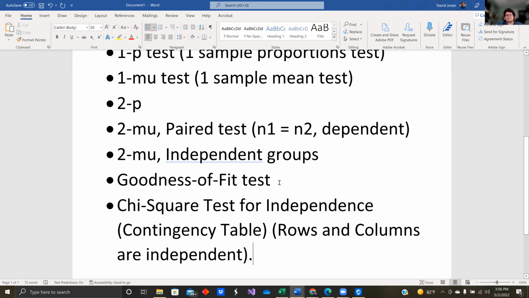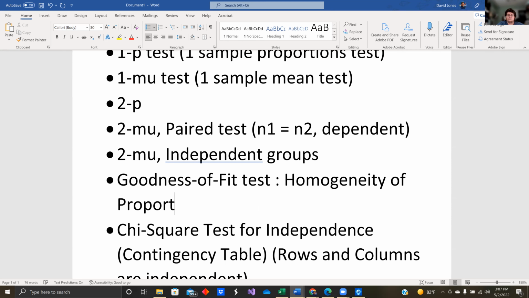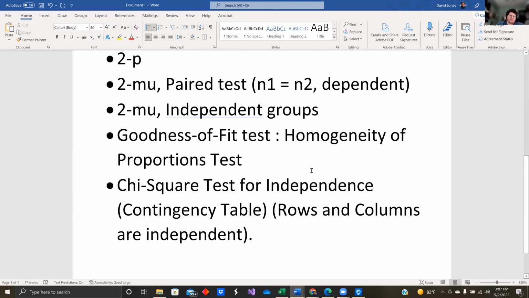Another name for the goodness of fit test. This one's also called the homogeneity of proportions test, so you'll see that in some of the texts. If you watch other videos on it, that's another name for it. Those were the ones we did the last two days, and then today's topic was the ANOVA One-Way.